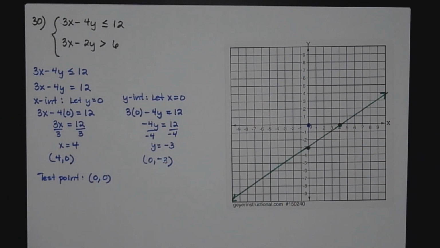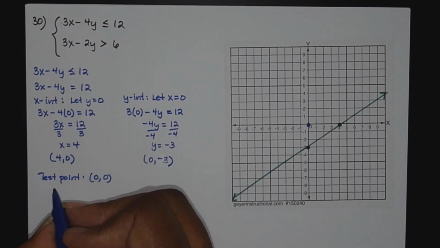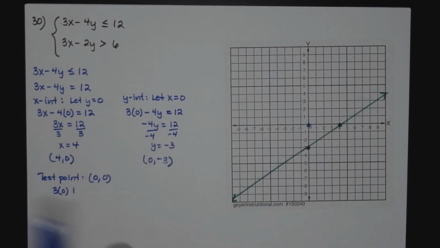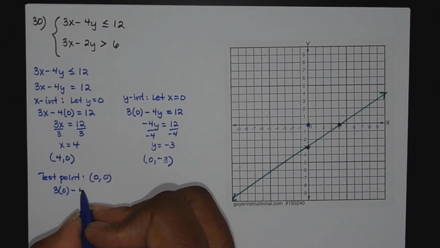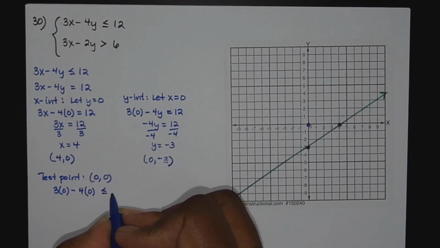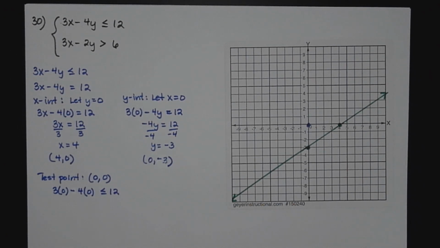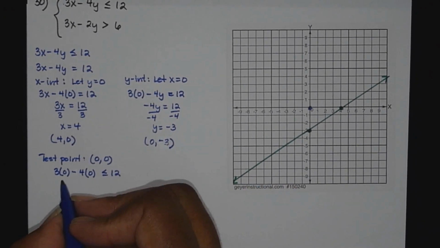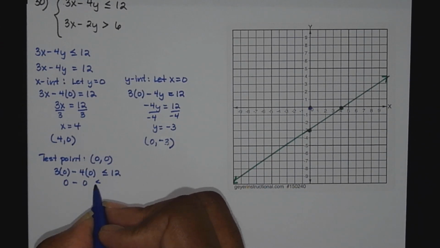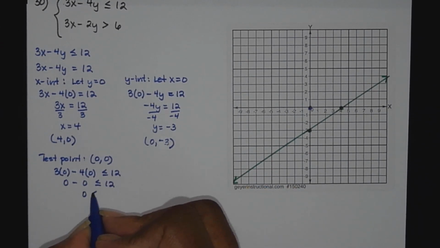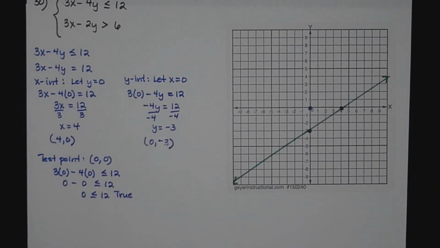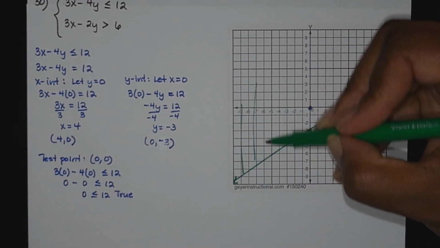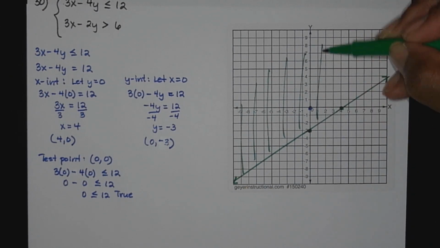So in the first equation, I just replace the x and the y with 0. So it'd be 3 times 0 minus 4 times 0, which is 0. I want to know if that's less than or equal to 12. 3 times 0 is 0, minus 4 times 0 is 0. 0 minus 0 is 0. Is 0 less than or equal to 12? Is that a true statement? Yes, so that means I shade the region containing the test point. So I'm going to be shading this region up here for now.